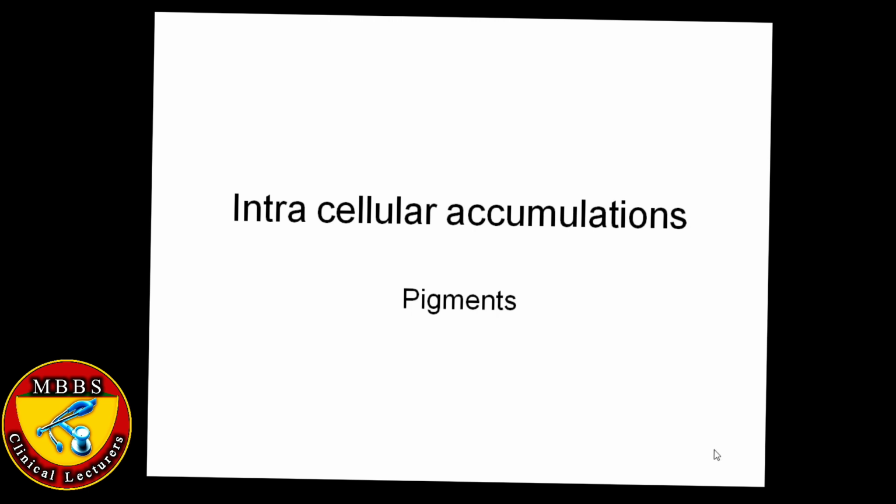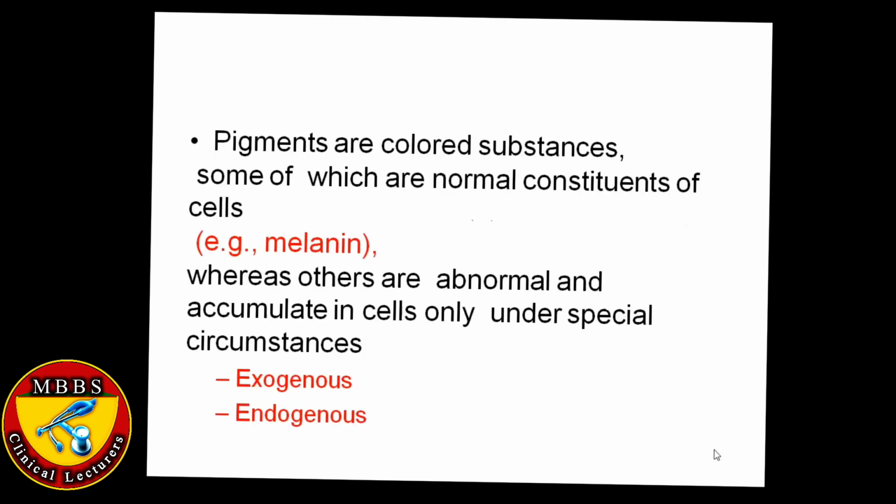Last but not least, intracellular accumulation of pigments. As I told you at the start, pigments are of two types: one is exogenous, the other is endogenous. Pigments are colored substances; some are present in normal concentration, for example melanin, whereas others are abnormal and accumulate under special circumstances. That we call endogenous.